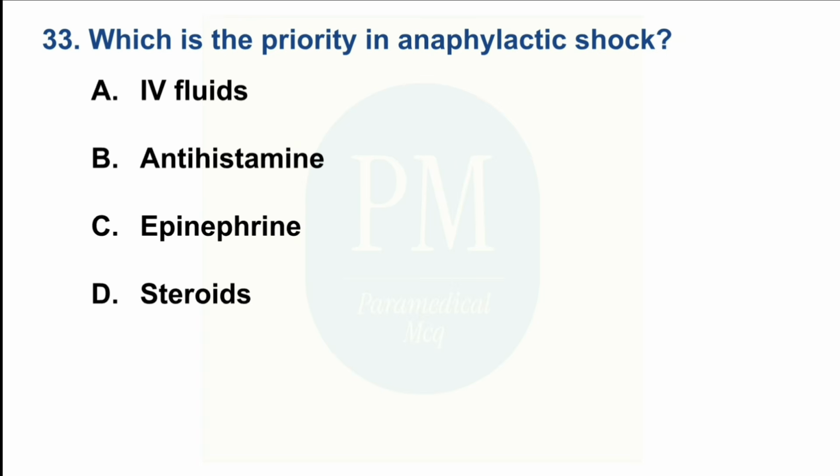Which is the priority in anaphylactic shock? Option A, IV fluids. Option B, antihistamine. Option C, epinephrine. Option D, steroids. The correct option is option C, epinephrine.